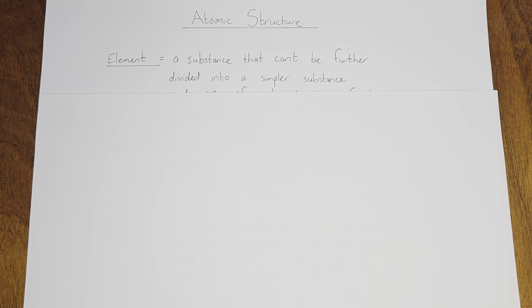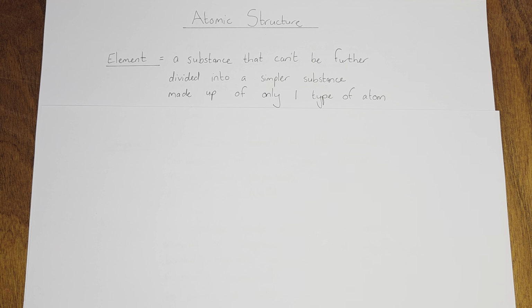Okay, so today we're going to be looking at atomic structure, but before we can move on to what an atom looks like, we first have to know some definitions. So the first definition is an element. You define an element as a substance that can't be further divided into anything simpler, and it's only made up of one type of atom.